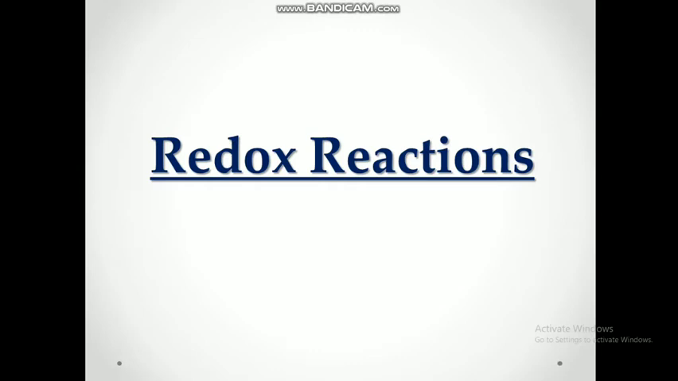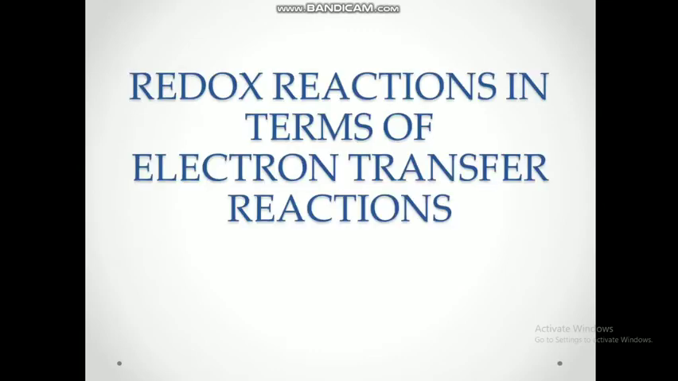So today we are moving on to the next definition or next type of redox reactions, which is redox reactions in terms of electron transfer. Here we will be speaking about the electron transfer and how this electron transfer is affecting redox reactions. So it's a very important topic.